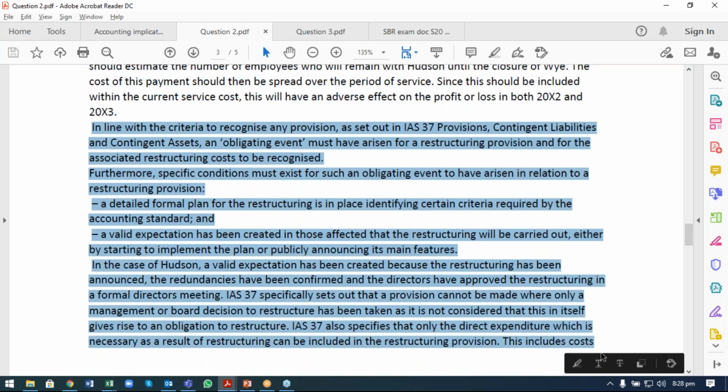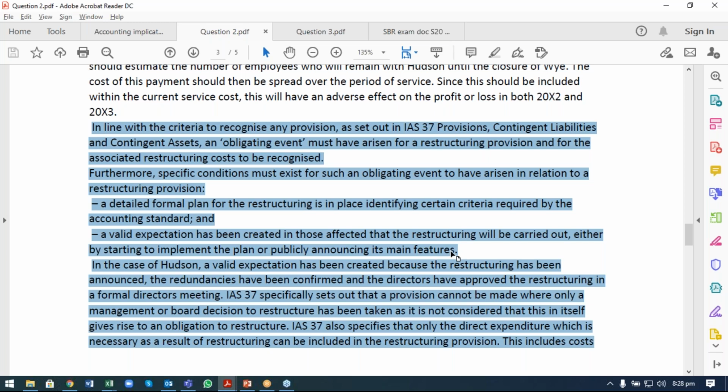and I believe this IAS 37 criteria is what we have already discussed. In line with the criteria of recognition of any provision as set out in IAS 37, Provisions, Contingent Liabilities and Contingent Assets, an obligating event must have arisen from the restructuring for the associated restructuring cost to be recognized. Furthermore, specific conditions must exist for such an obligating event to have arisen in relation to a restructuring provision. A detailed formal plan of restructuring is in place identifying certain criteria required by the accounting standard. A valid expectation has been created in those affected that the restructuring will be carried out, either by starting to implement the plan or publicly announcing its main features.